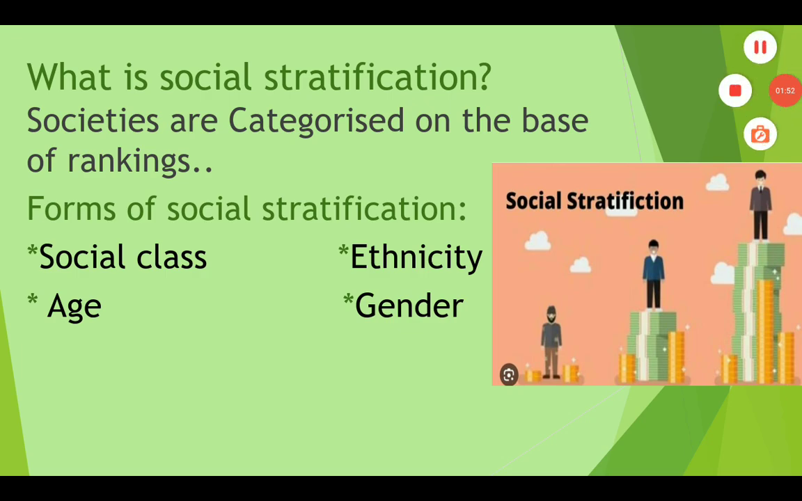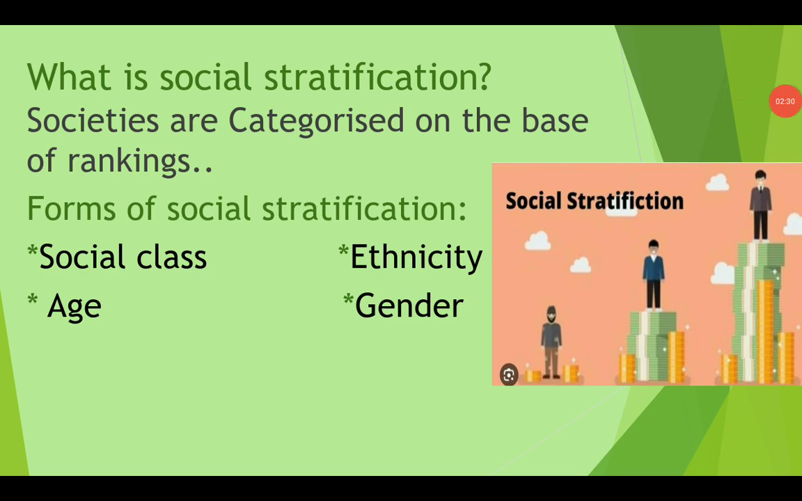Then comes age, that is, the age group: if you are an adult, a child, old, or young. So this is also a form of social stratification. Then comes gender. Gender is that you are either male, female, or transgender. The male is given superiority and the highest rank in society. Then the females are there and they're given less superiority than men. And then comes transgender. Those people are not accepted in society.